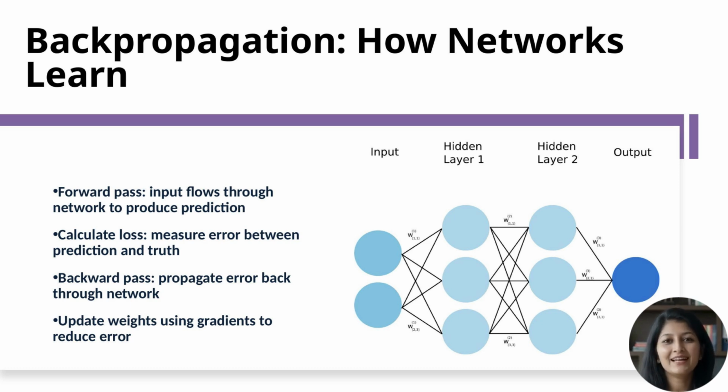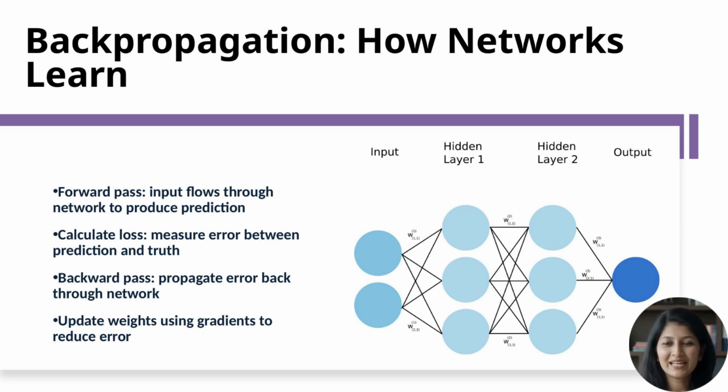The loss tells us how wrong the output is. We compute how each weight in the final layer contributed to that error. Then we propagate this error signal backward to earlier layers, computing each weight's contribution along the way. Once we have gradients for all weights, we update them.